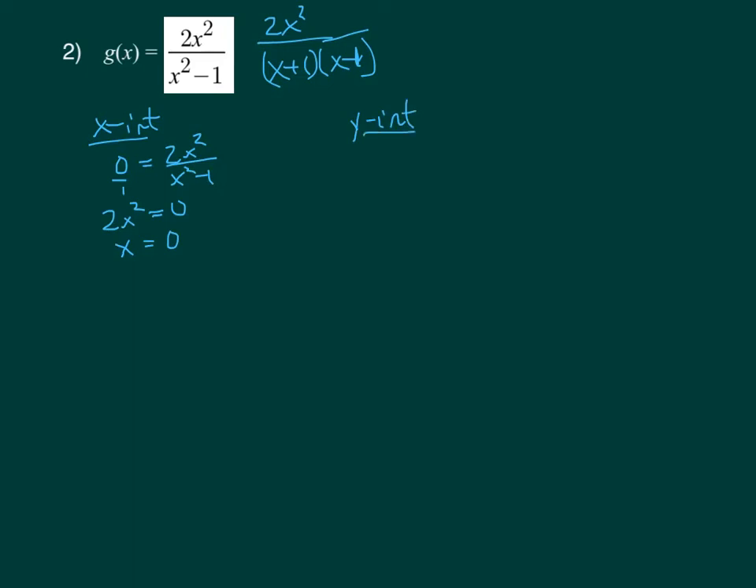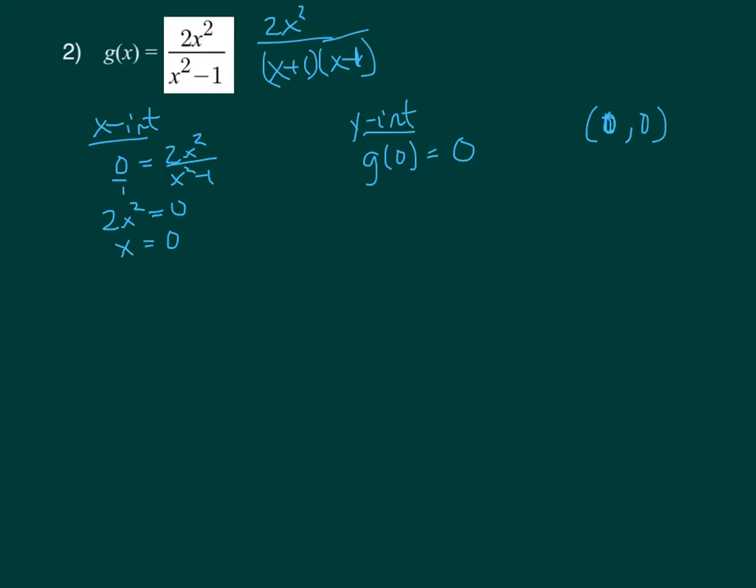All right, so the y-intercept is when you put a 0 in, so g of 0 equals, that would be 2 times 0 would be 0 over anything is going to be 0, as long as it's not 0 over 0, which it's not. All right, so (0, 0) is our only time when this function crosses the x or y intercept.